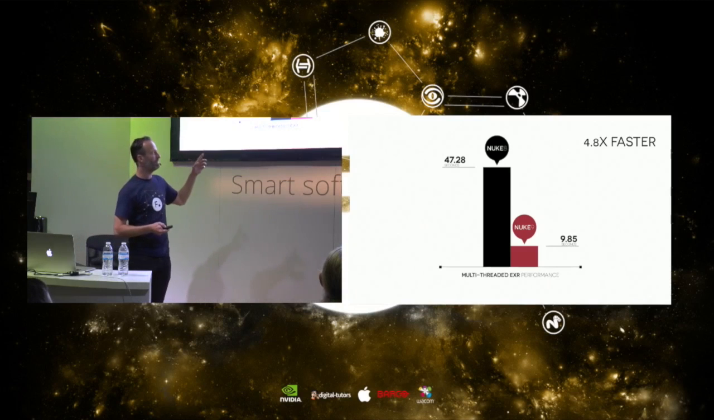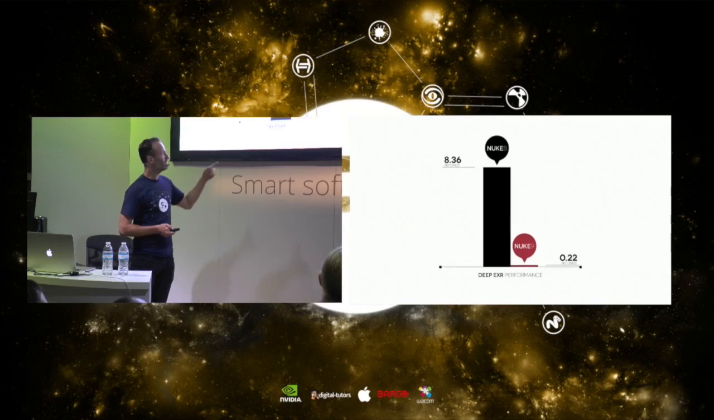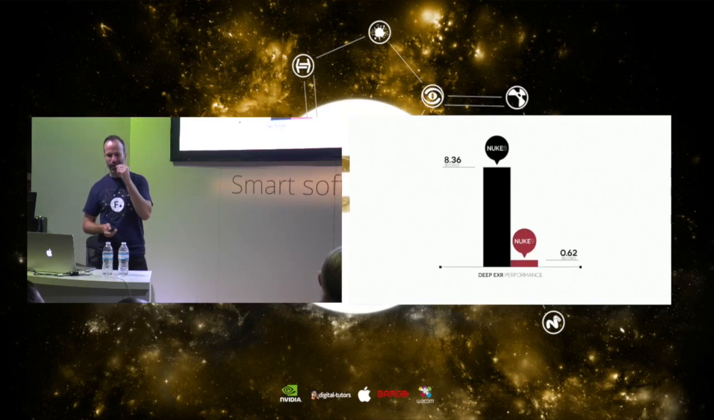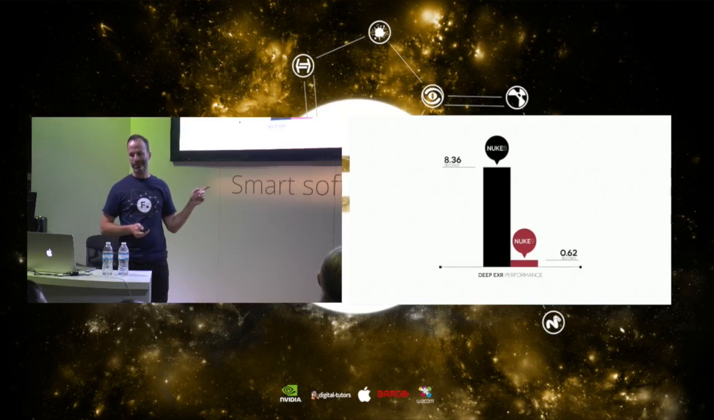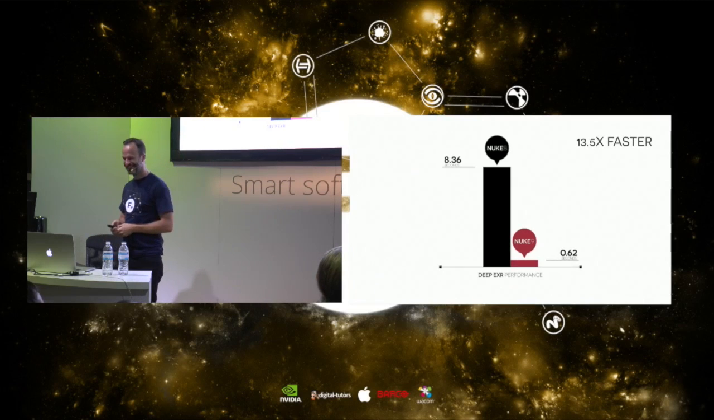So it even gets better than this. Does anyone use tiled EXRs? Okay, deep EXRs first. So if you do deep compositing, we did a lot of improvements to the deep compositing reader as well. 13.5 times faster. So enormous. Deep data is very heavy, right? So anything you do to speed up the I/O for deep is important. So this makes it a lot faster.